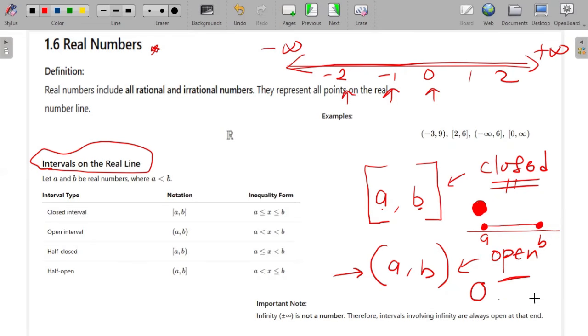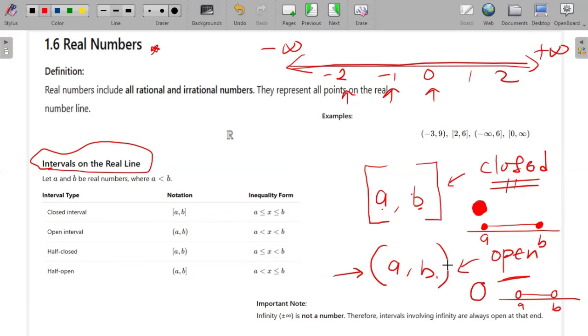For this one, it will be A there and then B. On A, I'll draw an open circle. On B, I'll draw an open circle. Then I'll draw a line like that. So this means that everything between A and B is included, but A and B themselves are not included. Okay, so this one is called a closed interval. This one is called an open interval.